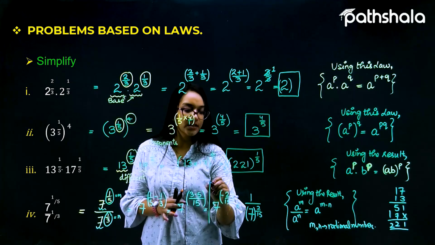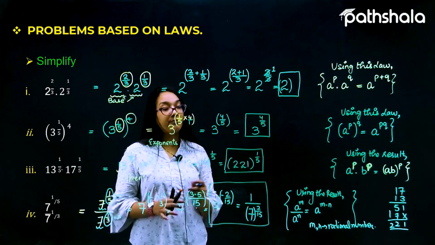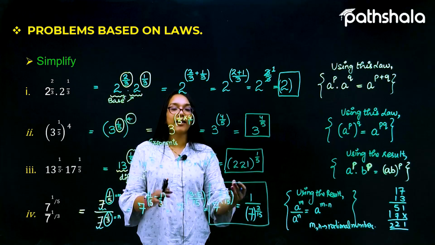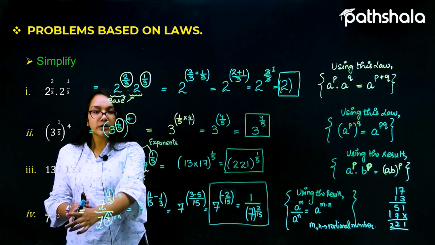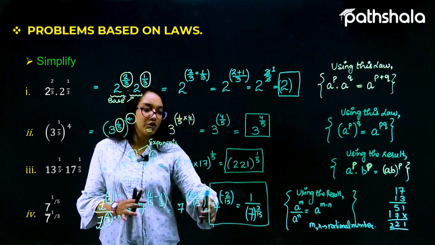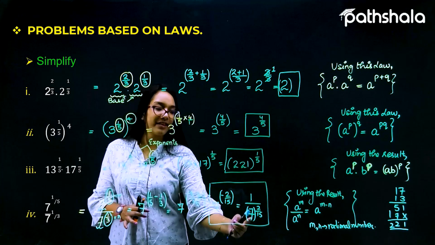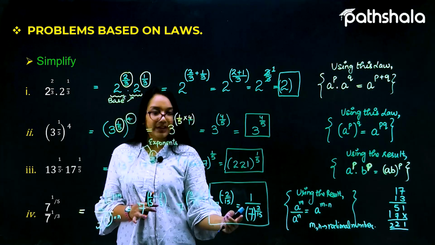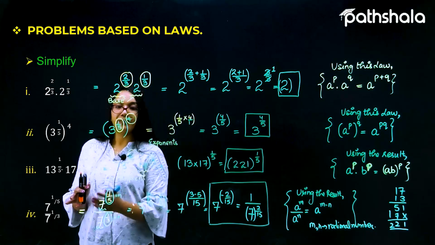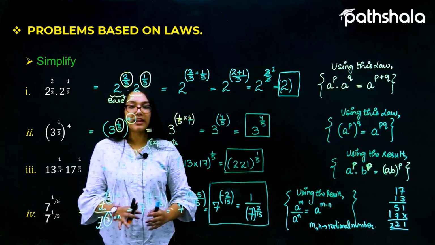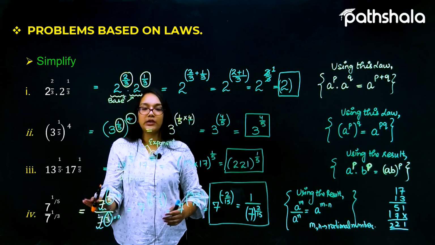Both of these are answers, but always remember to convert the negative powers into positive ones whenever we are simplifying any question. So the answer of the fourth part can be 7 raised to the power minus 2 by 15, or 1 by 7 raised to the power 2 by 15. You can take any one of them, and this is all about simplifying problems in which we have used the extended laws of the exponent.